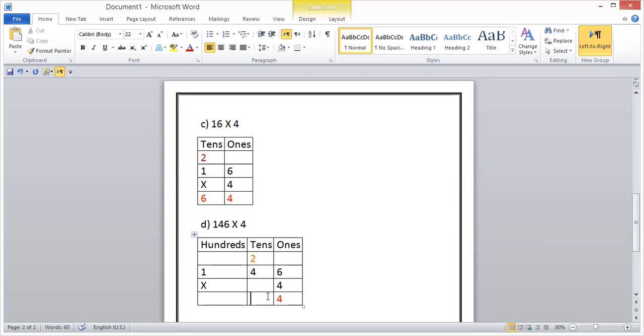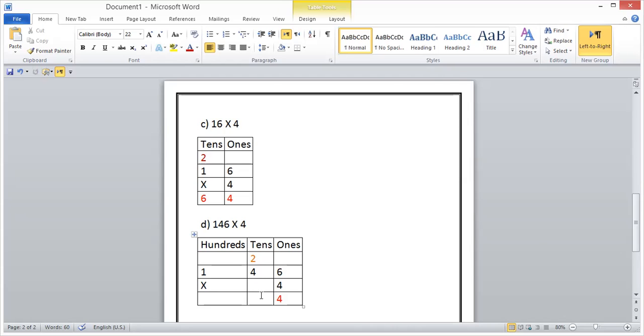Now it is 6, not 4. First you have to multiply 4 by 4, then you have to add. Don't add this. 4 multiplied by 4 is 16. And 16 plus 2 is 18.